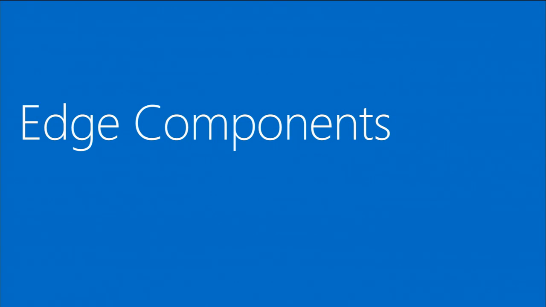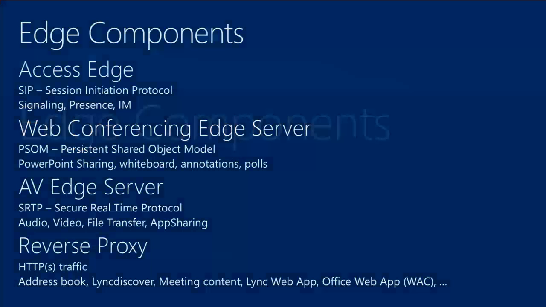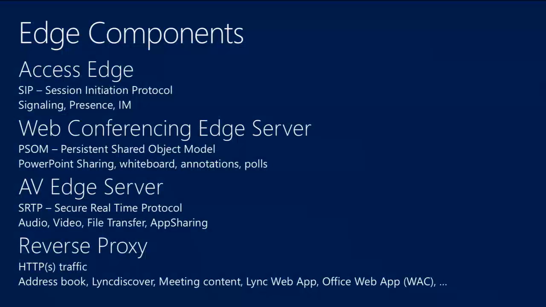So the components to make Edge work. There are actually 4 specific components that we talk about in regards to the all-up Edge concept. 3 of these components run on the same physical box: the Access Edge, Web Conferencing Edge, and AV Edge. Those 3 components live all on one server. The reverse proxy is a different server. I'm going to come to that in a second.